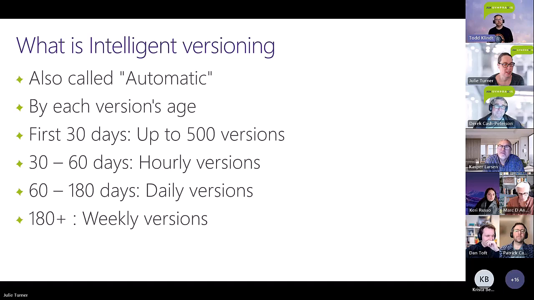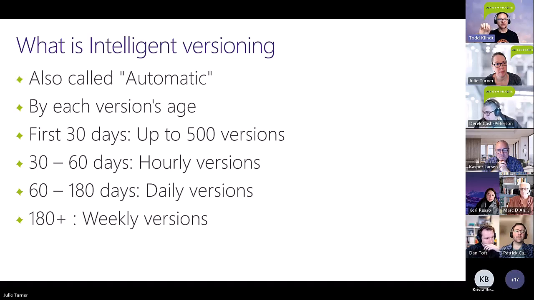So what the automatic version does is it says, we're going to look at the age of a version and we're only going to keep specific ones depending on how old each version is. So for the first 30 days, you can have up to 500 versions. Now, here's one place where the documentation wasn't consistent. On the page that explained the automatic, it said that you could have up to 500 versions for the first 30 days. But in the documentation for setting how many major versions you could have, it said that you could have up to 50,000 versions.